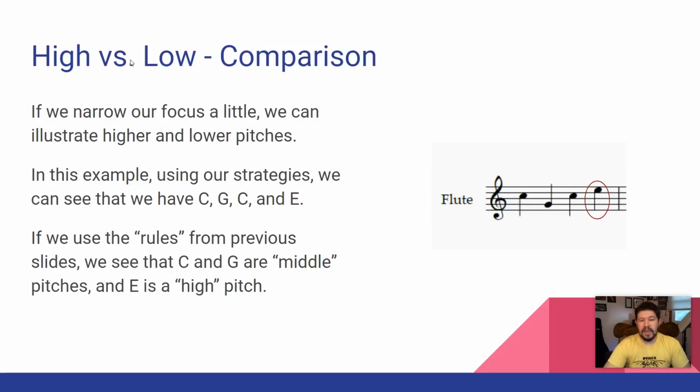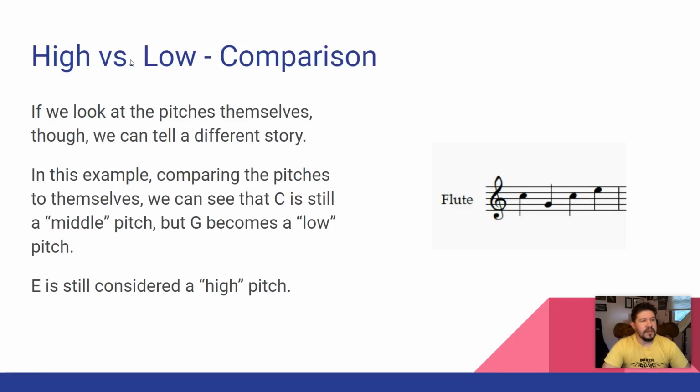Now that works if we have a big long line, but if we're just looking at this, are C and G really both middle pitches? Not really, because they do get compared to one another. If we look at the pitches themselves, we tell a different story. By comparing the pitches in the measure to themselves, we can see that C is still considered a middle pitch because it's between the G and the E. However, G becomes a lower pitch because it is below C. So comparatively, C is higher than that G.